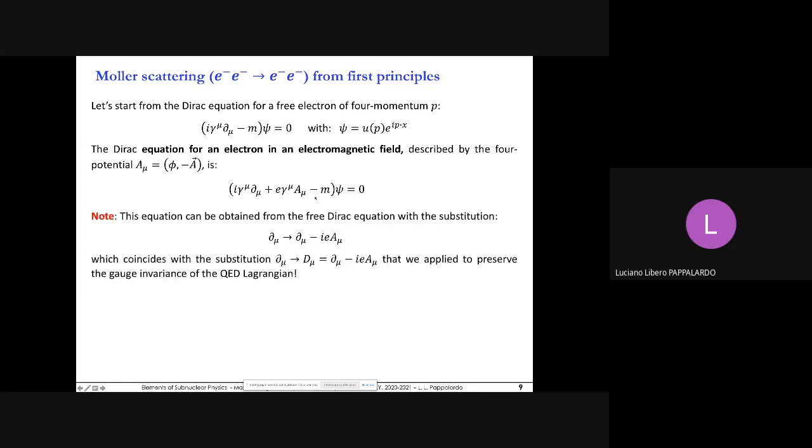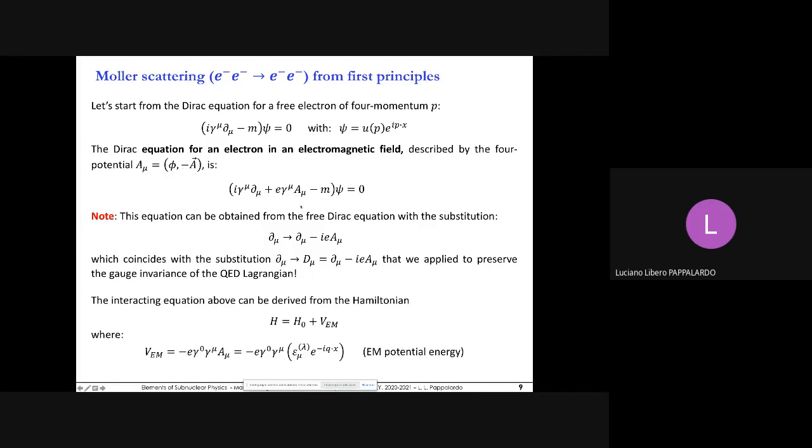Now, if you compare this Dirac equation with the free Dirac equation, realize that one can obtain the one from the other by substituting the derivative with the derivative minus i e A_mu, which is exactly the change that we were obliged to make, so changing from the derivative to the covariant derivative in order to make the QED Lagrangian gauge invariant. So everything is consistent, but you essentially see the same thing from two different sides.